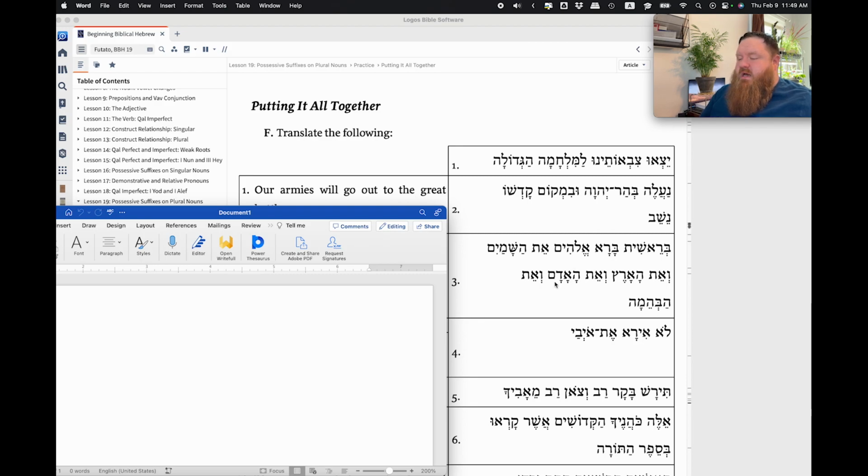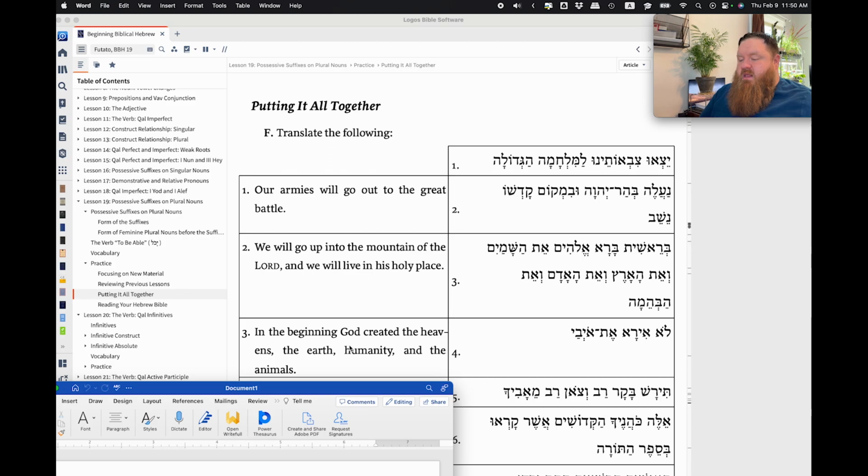Okay. The et, so there's another definite direct object, ha-adam. Ha-adam means mankind or humanity. The et, ha-behema. This would mean like the large animals. All right, so we've got at beginning, God created. What did he create? The heaven and the earth and humanity and the large animals. In the beginning, God created the heavens, the earth, humanity, and the animals.